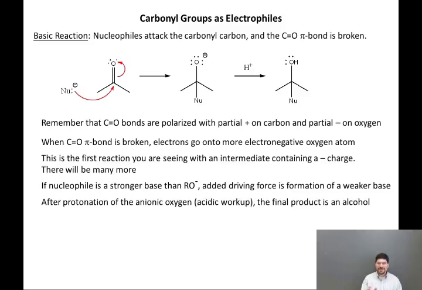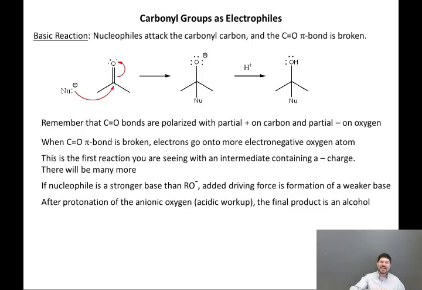So then finally, the other piece of this reaction that snuck up on us is after protonation of the anionic oxygen, we call this acidic workup if you're talking to other organic chemists. The final product is an alcohol. Okay, so the final product, the thing that you want to put in the bottle, the thing that you want to get a percent yield of, get a melting point of, your final product needs to be a neutral compound.